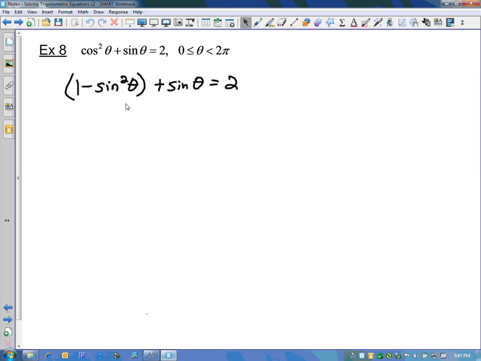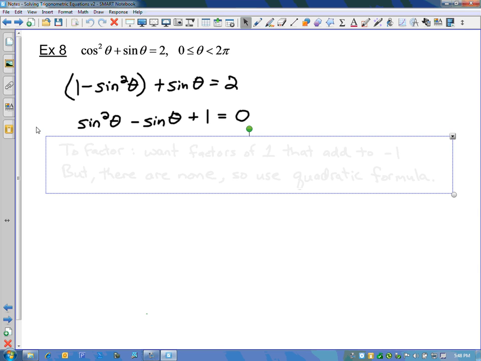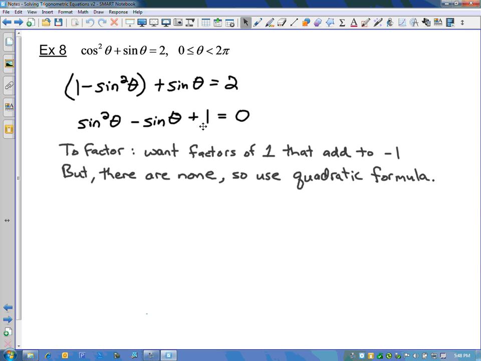So we're going to set this equal to 0 and then factor. Now, algebraically, I personally don't like negative leading coefficients, so I'm actually moving everything to the right, and then I just flip the sides. So I get sine squared theta minus sine theta plus 1 equals 0. And then, to me, that would be easier to factor. So for factoring, we want factors of positive 1 that add up to negative 1, but there are none.